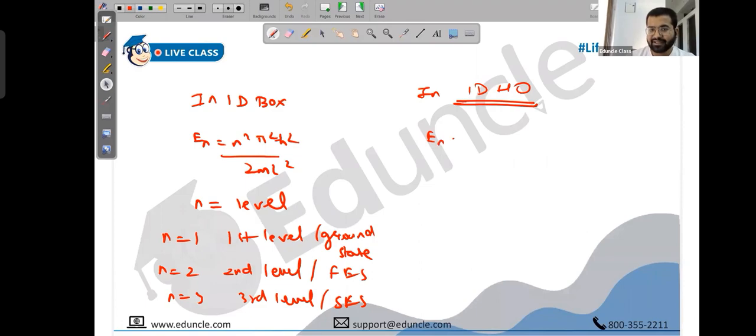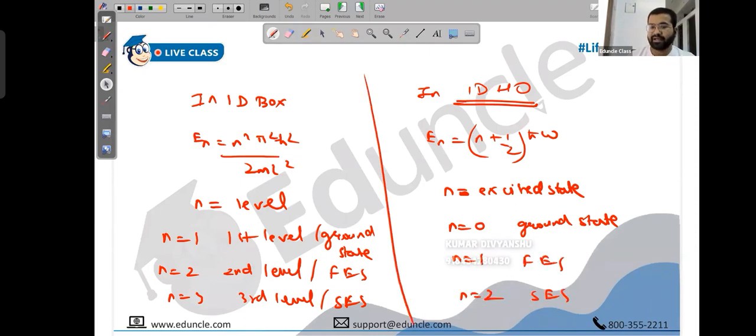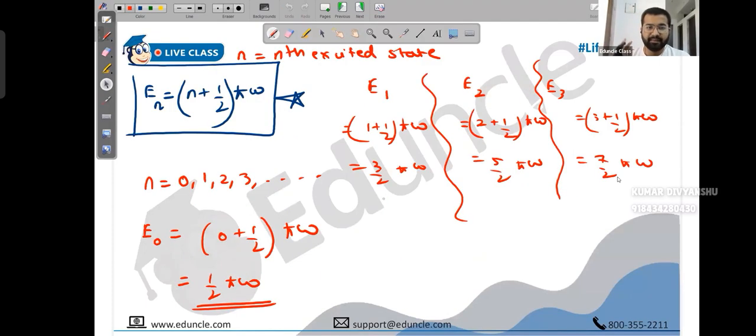In the 1D harmonic oscillator, energy as we just wrote is n plus half h omega. And the clarity is that, people, n is not level anymore, n is the excited state. So when n is 0, it is the ground state. Then when you say n is 1, you call it the first excited state. When n is 2, you call it the second excited state. That's the major difference between the 1D box and the harmonic oscillator. I've tried to ensure that you get clarity on the difference between the quantum numbers. Make a note, copy please.